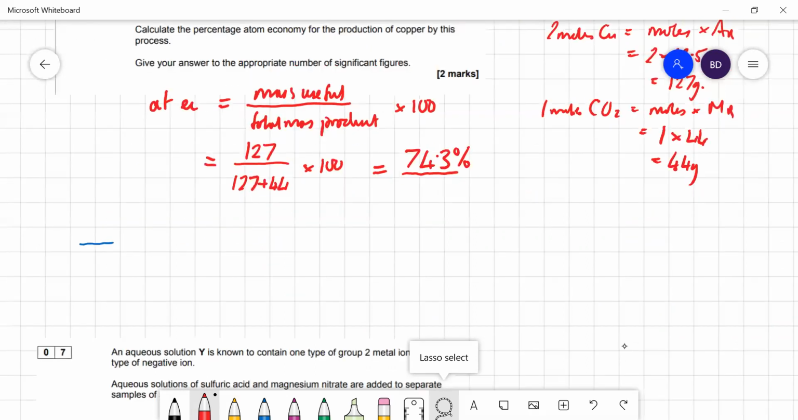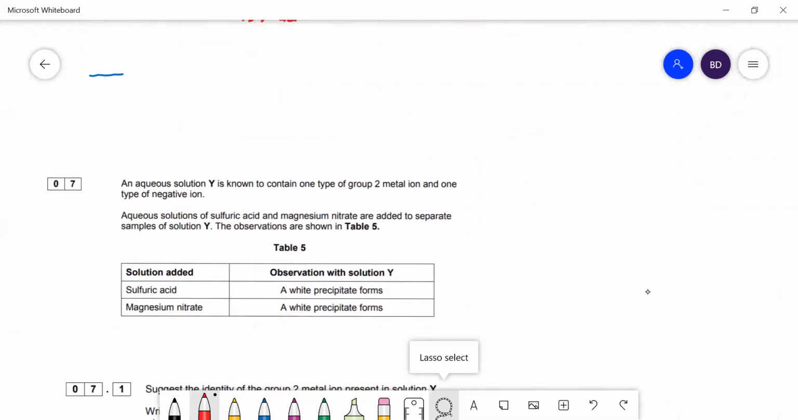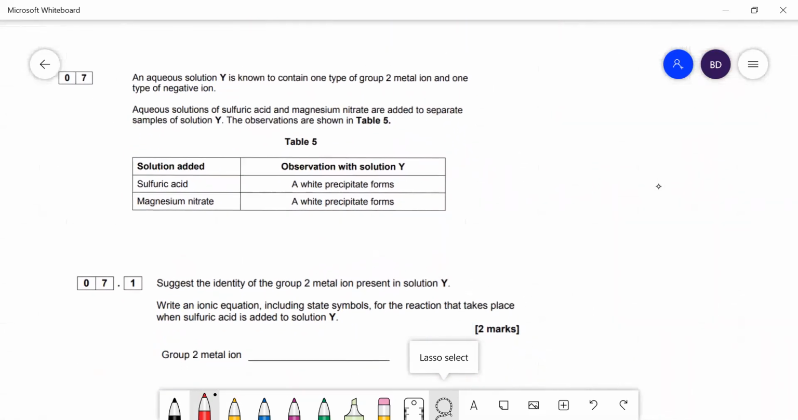Okay, question 7. This is about group 2 metals. An aqueous solution of Y is known to contain 1 type of group 2 metal ion and 1 type of negative ion. Aqueous solutions of sulfuric acid and magnesium nitrate are added to separate samples of Y. So we add sulfuric acid. You've got an M2+ ion, that's your group 2 metal, and another negative ion.